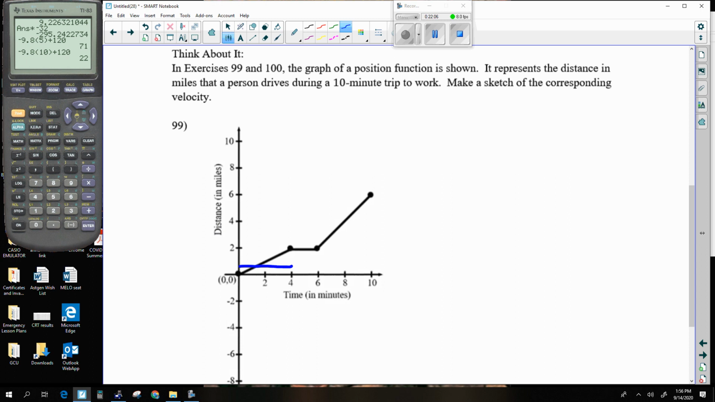Then between 4 and 6, notice how that has a slope of 0. So my velocity will have a value of 0. And then on this last chunk, we have a rise of 4 and a run of 4, so that's a value of 1. And so this will have a consistent velocity of positive 1.